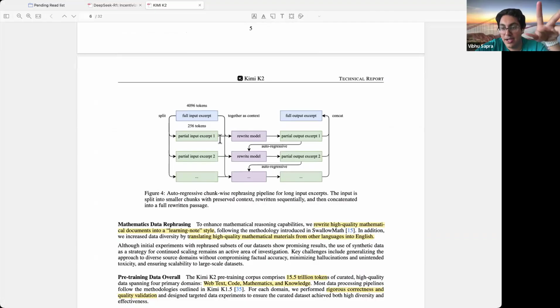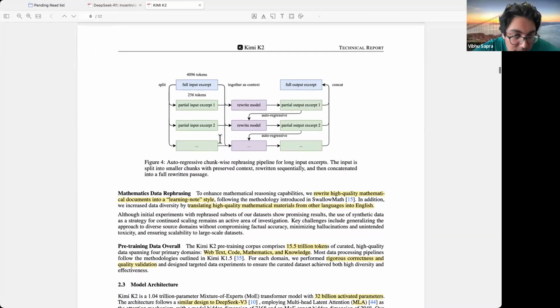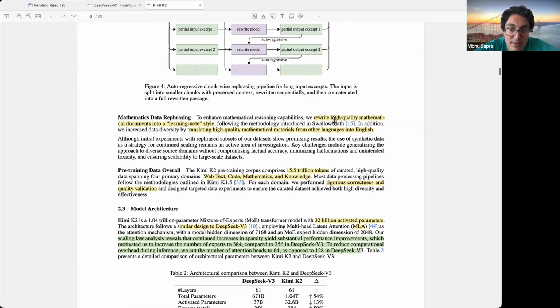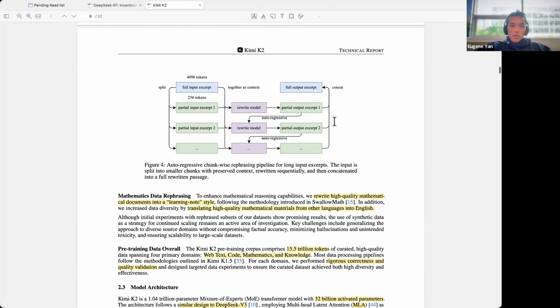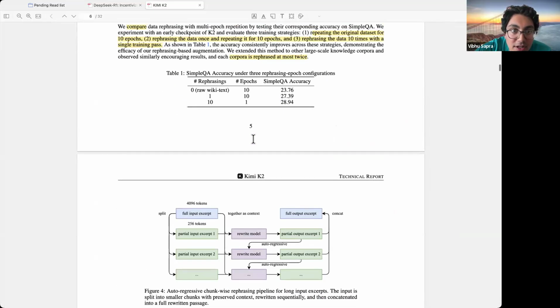Basically, chunk it, rewrite, and then merge it and check. But nothing crazy there. I had a question on this diagram. I'm taking a lot of time, but in the third column, let's say we rephrase partial input one. What does it mean to be autoregressive? Oh, like you're adding in the first chunk and the second chunk. Like you're using the first chunk to write the second chunk, I think.